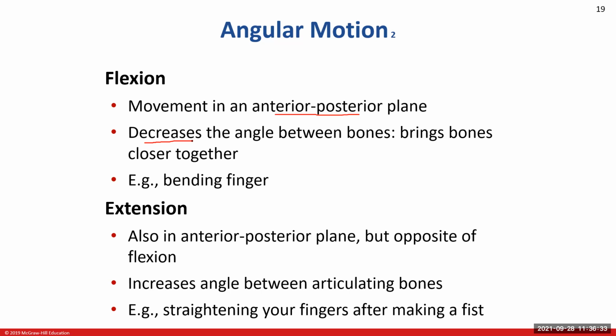Extension is the opposite. We're still in the anterior posterior plane, the front to back, but now we're going to increase the angle between the two bones. So after making that fist, now you're going to open it up because you're going to shake somebody's hand. Which isn't something we do very much anymore with COVID, but when you go to shake somebody's hand, you extend your fingers out. Or after you're done drinking and you want to set the cup down, you're going to extend your elbow. You're going to open up your elbow joint there.